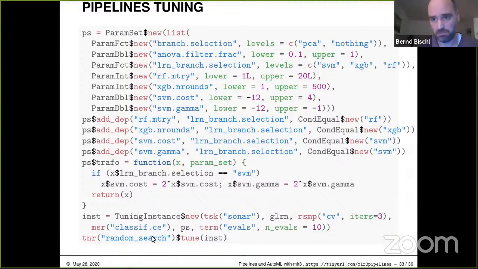And now we can pick a tuning algorithm. So for example, simply random search, because that often still works well in AutoML. And then we can tune this and get our result.